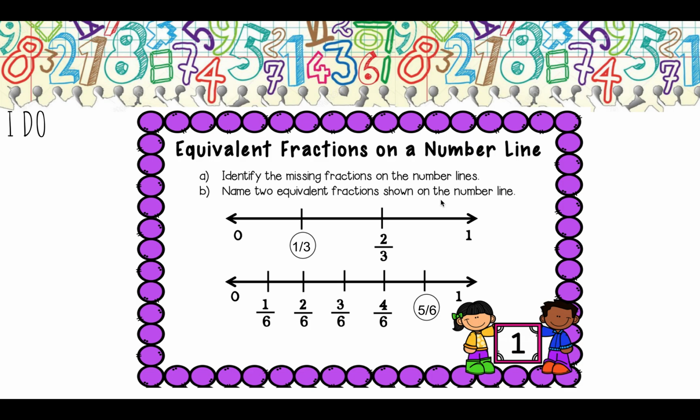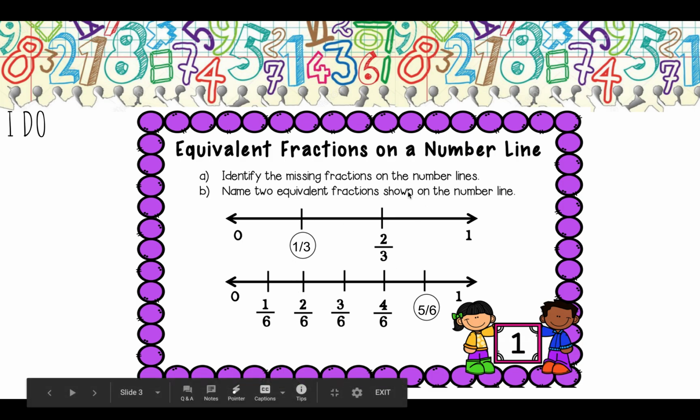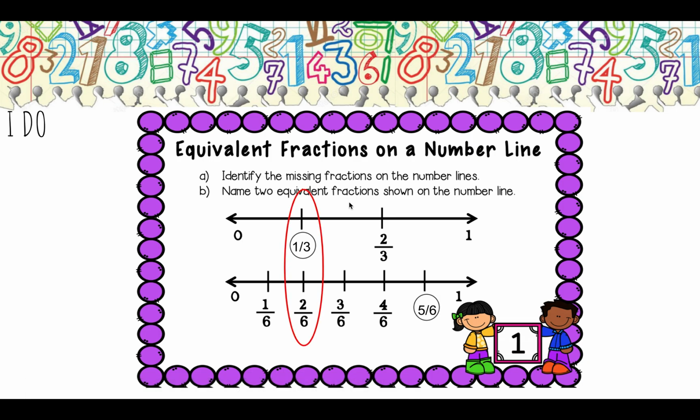The next step is that we need to find fractions that are placed in the same spot on the number line. Just as we did with the fraction strips, we're going to find these fractions on the number lines that are placed in the same spot. So first we have 1/3 and 2/6. I also see another set of fractions that are equivalent to each other, 2/3 and 4/6.